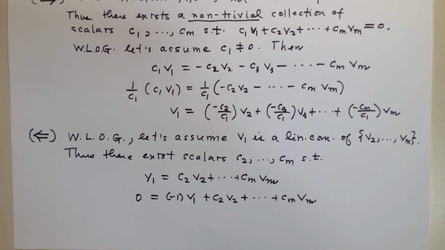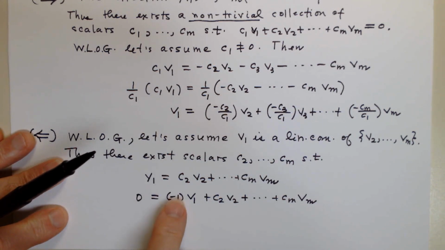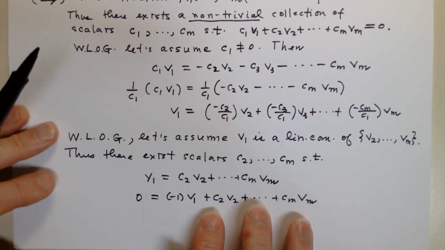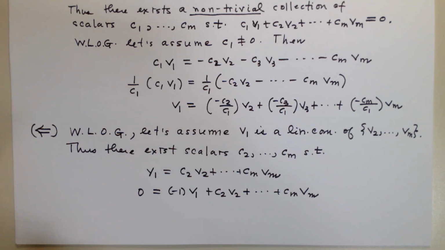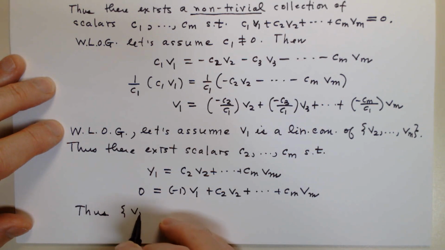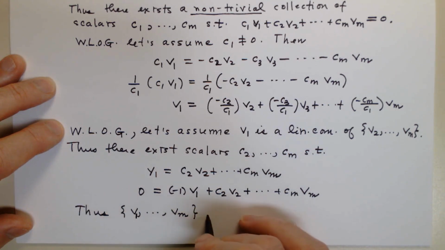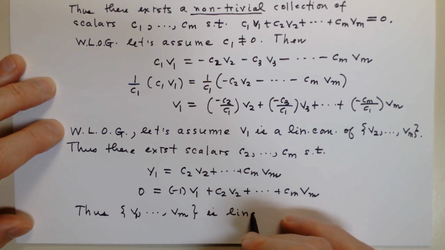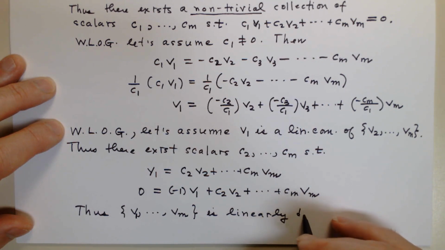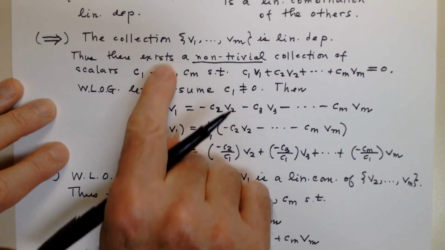Now I claim we're done, because what do we have here? We have a linear combination of the vectors V1 through Vm. At least one of the scalars is non-zero. And according to our definition, that means the collection V1 through Vm is linearly dependent. Which is what we wanted to show.